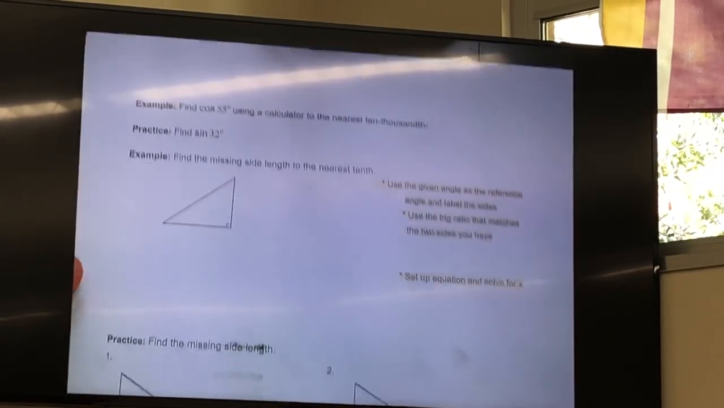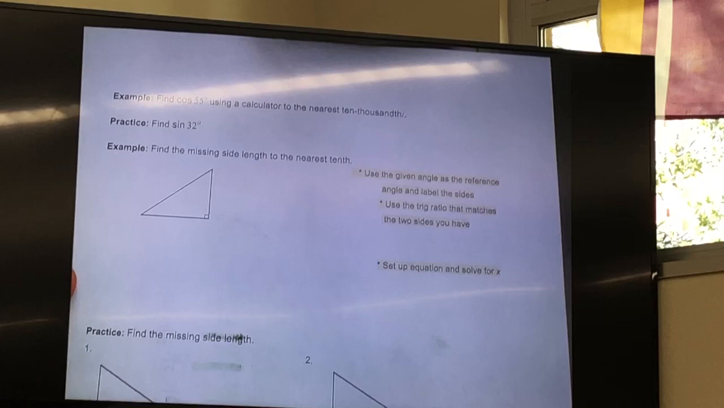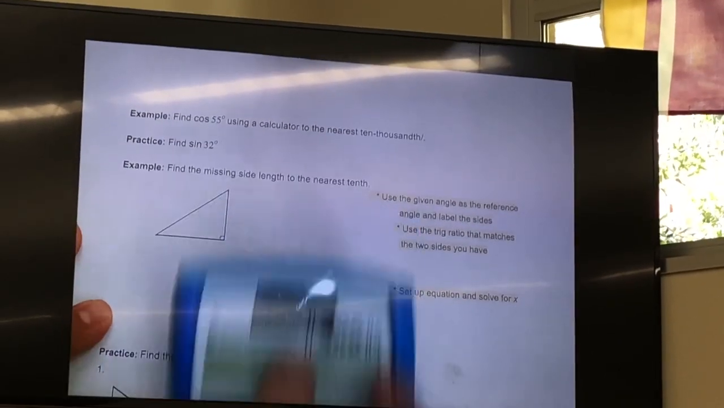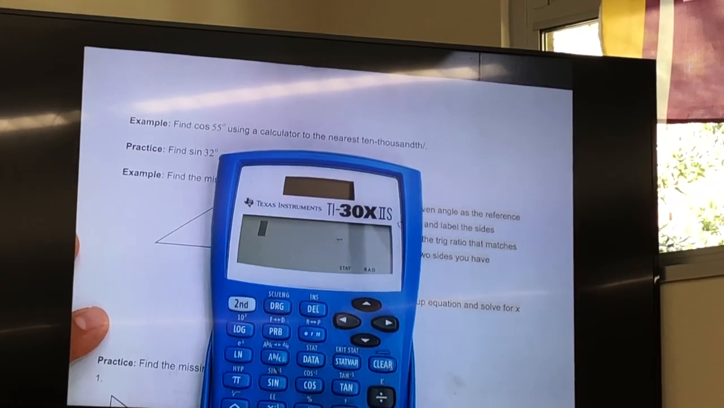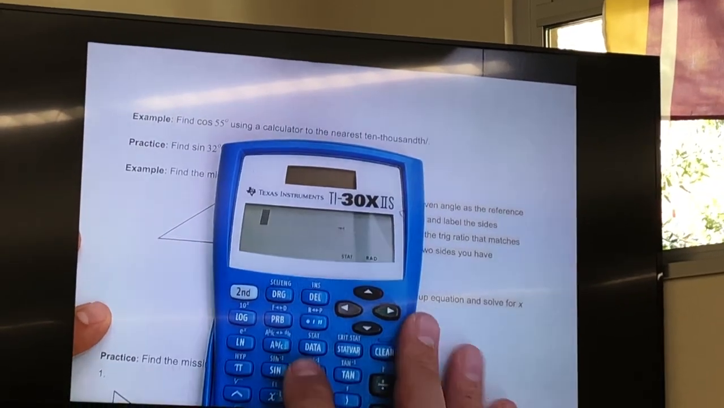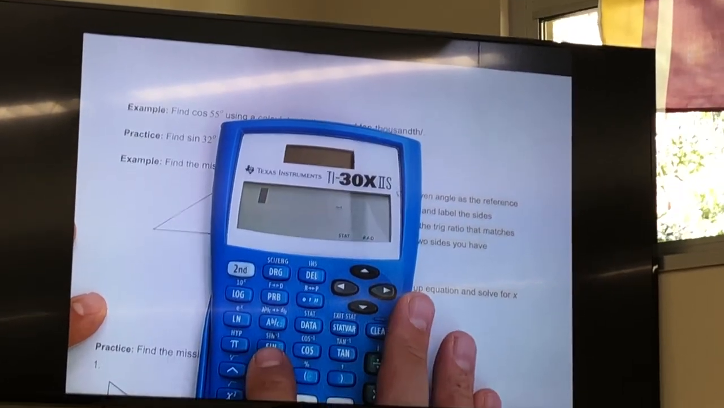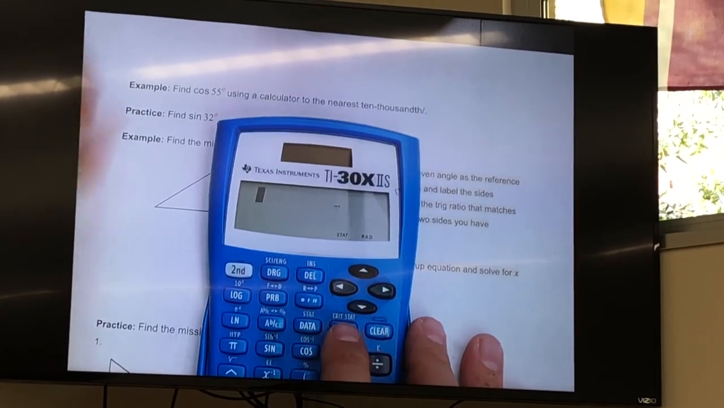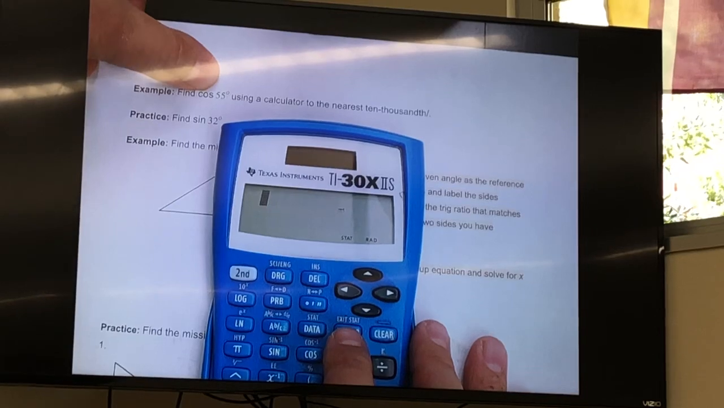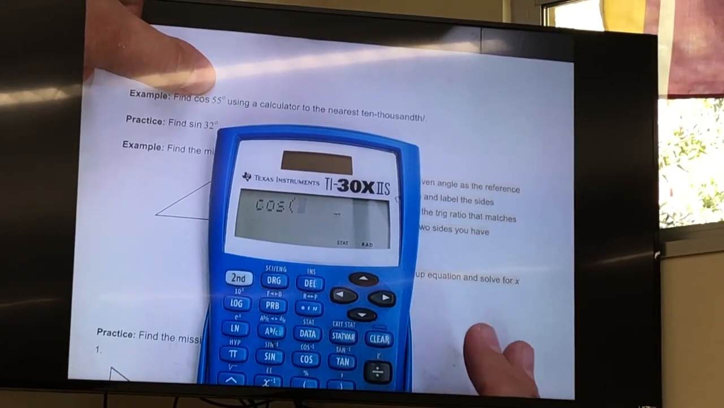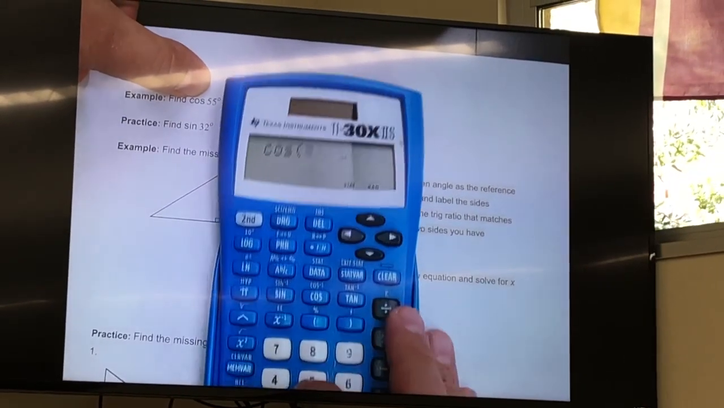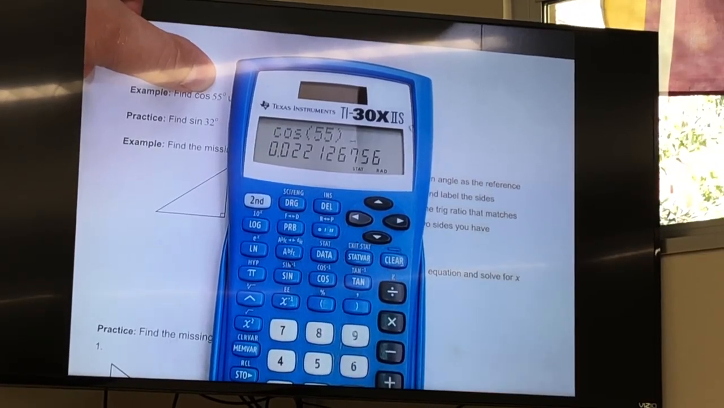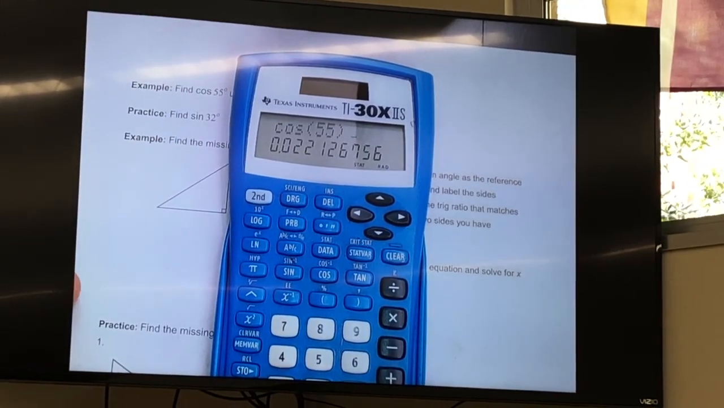The next type of problem will ask you to find the cosine of 55. You will all like this a lot. It's just a calculator problem, okay? So here's your trig functions. We have sine, cosine, and tangent. This one here wants us to do the cosine of 55. So we hit cosine, we type in 55, close our parenthesis, and equal that, okay?